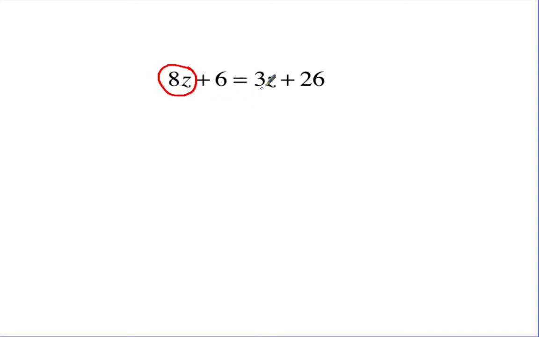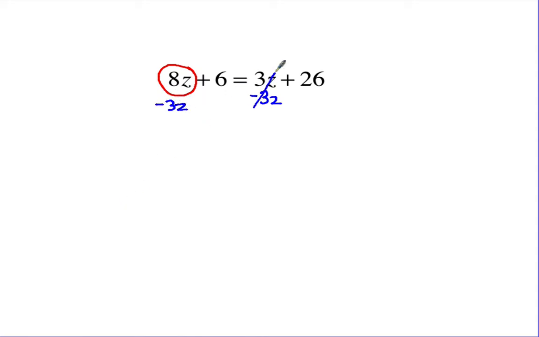So to do that, I need to get rid of this 3z from this side. Now currently it's positive, because effectively there's an imaginary little plus there in front of it, so it's a positive number. So to get rid of it, I need to take it away from that side, but I've got to do the same thing to this side too.